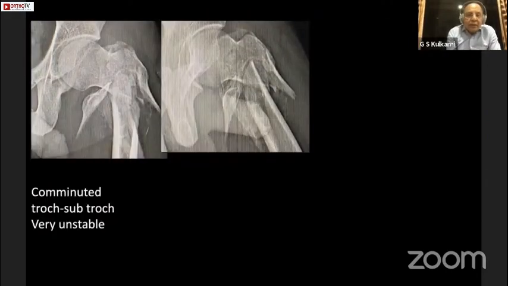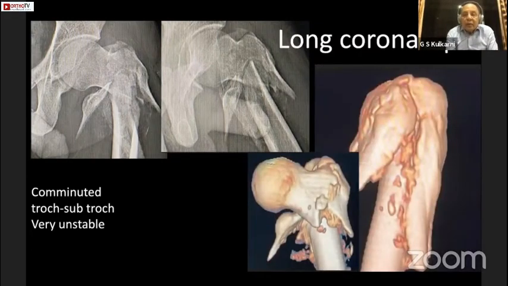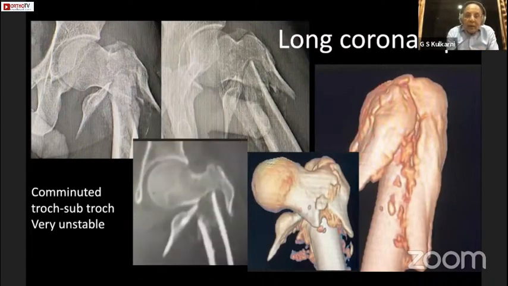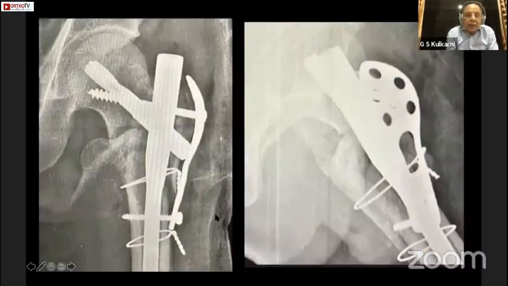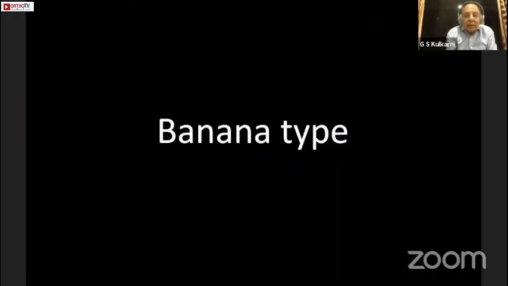Now, this is another case which is badly shattered with trochanteric and subtrochanteric extension. And this is a long coronal fracture, which I feel is very unstable and needs good fixation. X-ray shows a cavity here like that. And this was again, I'm sorry, I asked the patient, he has not come because of corona, but he is working in the field. That is what he said. Anyway, this is the one.